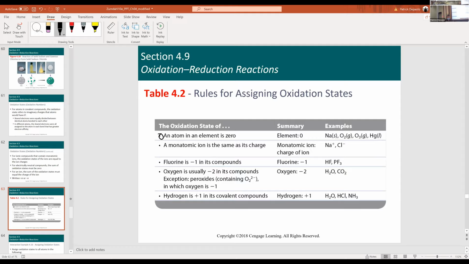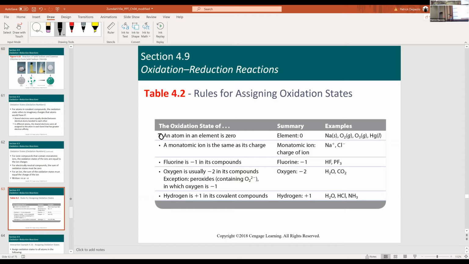Monatomic ions are the same as their charge. This is where that pseudo charge comes in, because it's mostly the same as the charge. So sodium, potassium, all the group 1A and 2A elements are going to have the same oxidation number as their ionic charge. Group 1A will be +1, group 2A will be +2, for example. And the halogens, like chlorine, are mostly -1.